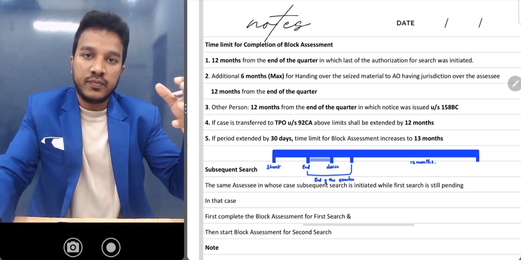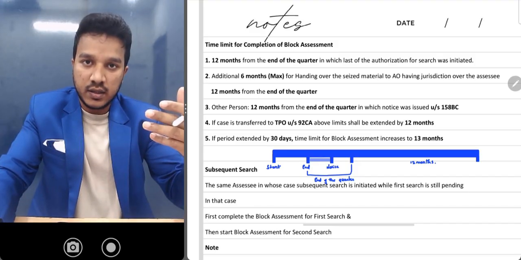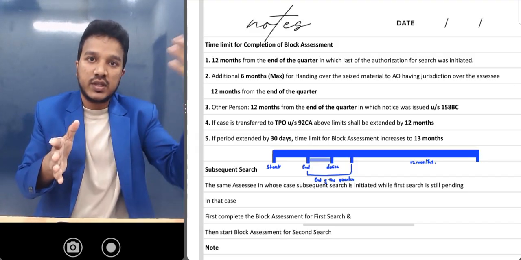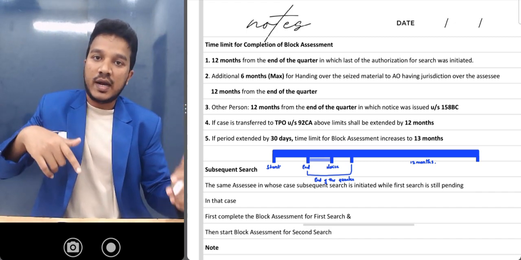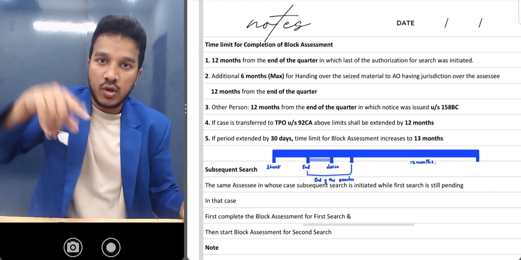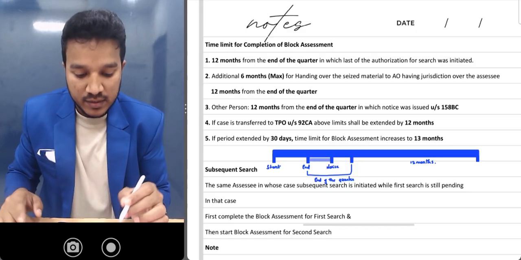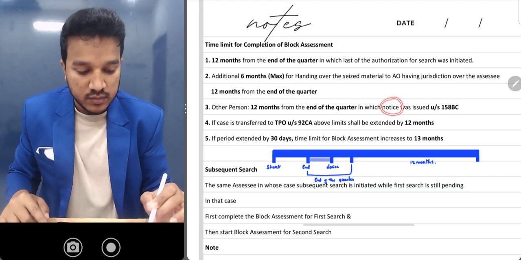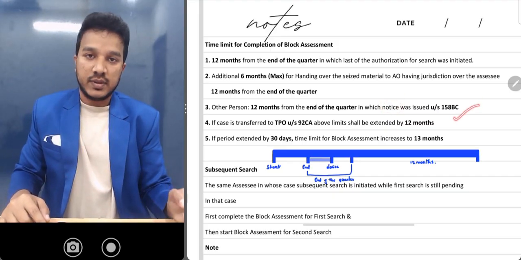See, while you are doing the search, the income tax department doing the raid, they will find certain information about the other person. So the department will also issue a notice to that person asking him to file the return. उसका भी block assessment होगा, ठीक है. तो उसके लिए भी टाइम पीरियड वही है, 12 months from the end of the quarter from the date they send the notice under section 158BC.